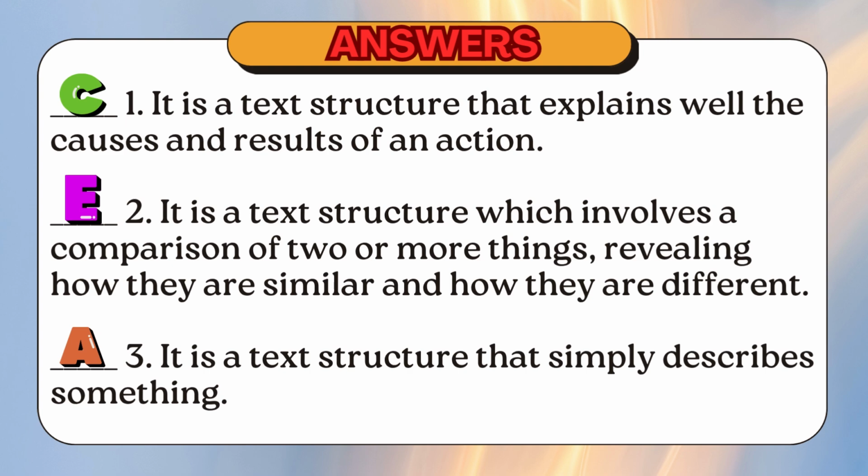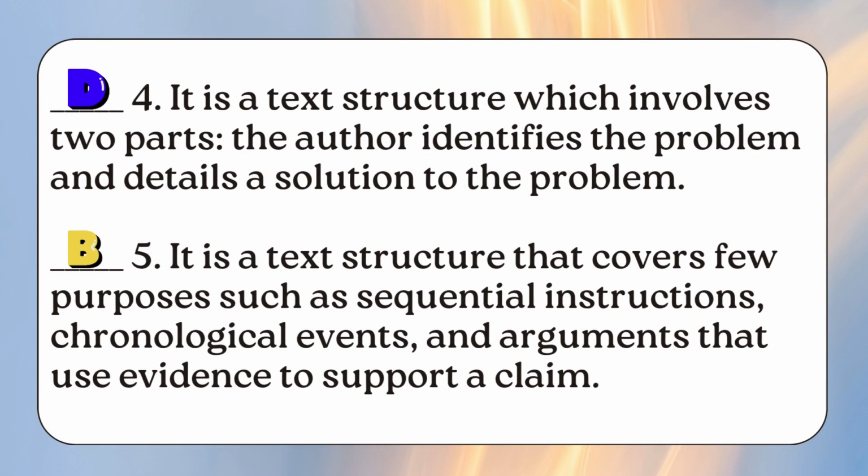3. It is a text structure that simply describes something. A. Description. 4. It is a text structure which involves two parts. The author identifies the problem and details a solution to the problem. D. Problem and solution. 5. It is a text structure that covers few purposes such as sequential instructions, chronological events, and arguments that use evidence to support a claim. B. Sequence.